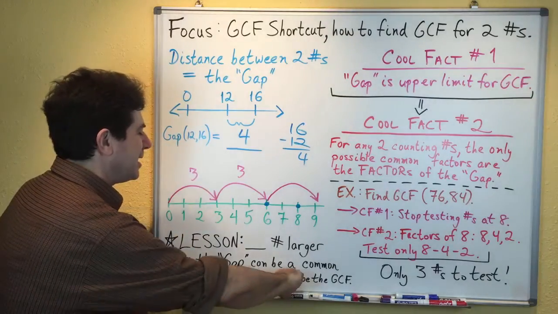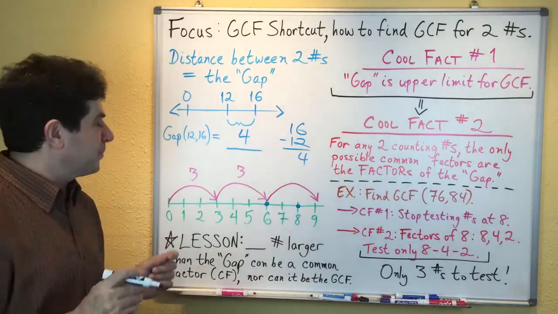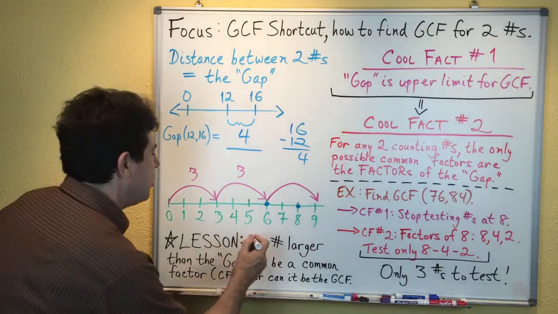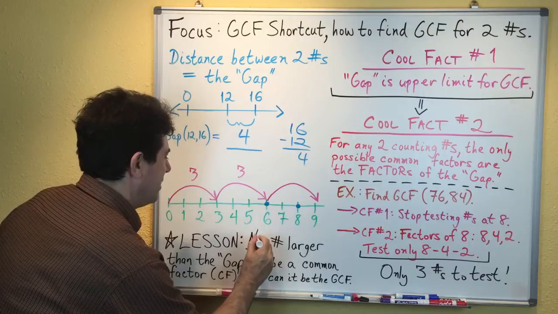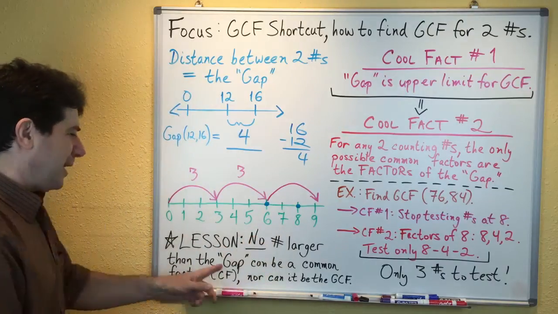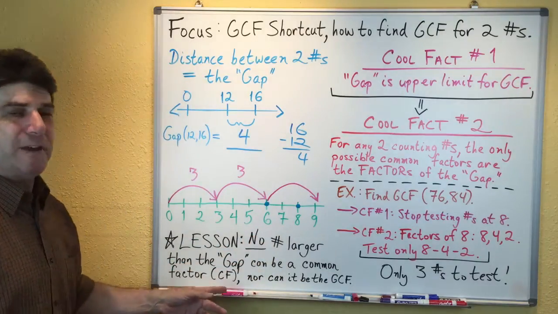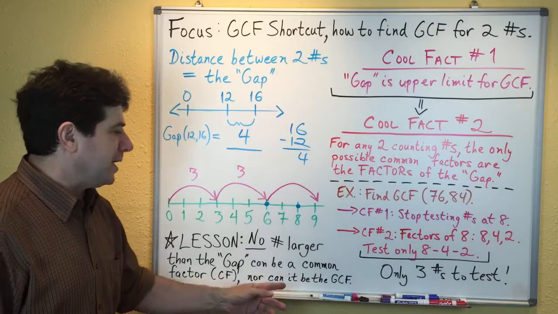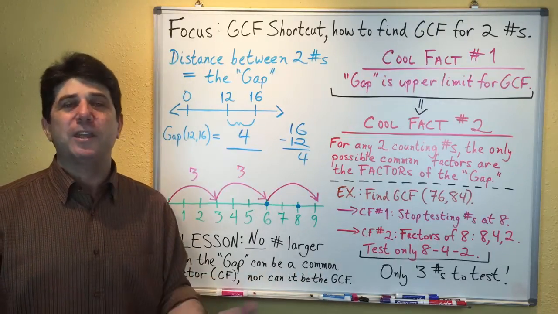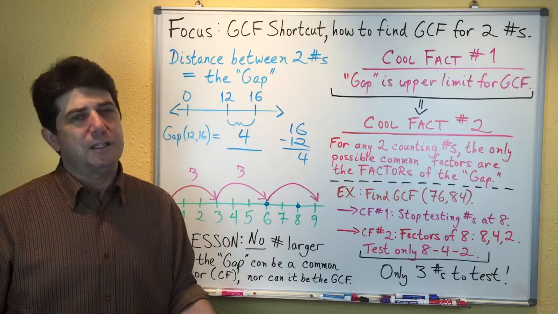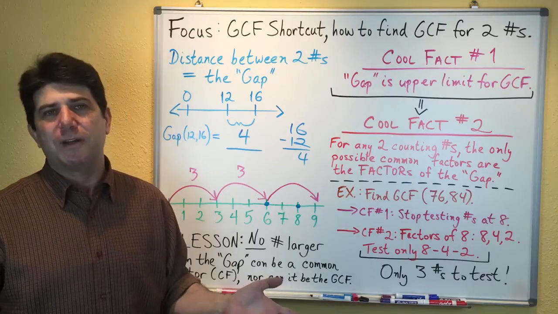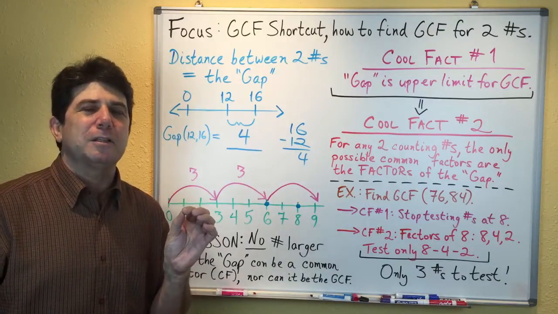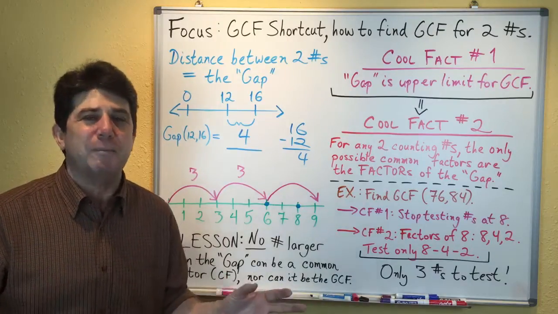So this leads us to a really nice lesson, which is this. The lesson is that no number larger than the gap can be a common factor. CF just stands for common factor, nor can it be the GCF. Obviously, if something can't be a common factor, there's no way it can be the greatest common factor, right? Greatest common factor is a special subset of all the common factors.